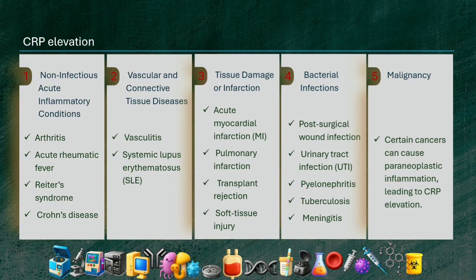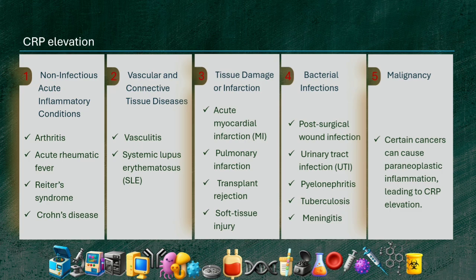4. Bacterial infections. CRP is especially sensitive to bacterial pathogens, often rising dramatically, greater than 100 milligrams per liter. Post-surgical wound infection, urinary tract infection, UTI, pyelonephritis, kidney infection; CRP helps differentiate from lower UTI. Tuberculosis, chronic infection, CRP may be moderately elevated. Meningitis, CRP helps distinguish bacterial from viral causes. Bacterial equals higher CRP. Clinical pearl: CRP is less elevated in viral infections, making it a useful discriminator in febrile patients.